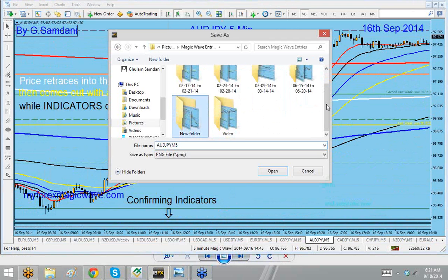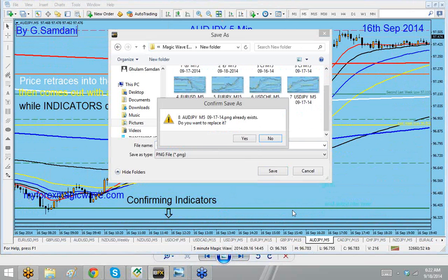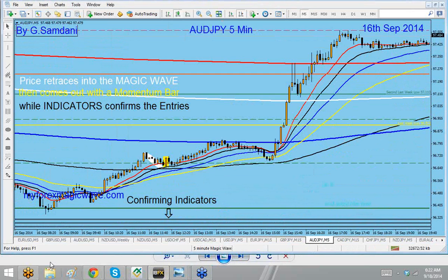New folder, and these are the ones. Aussie yen is here, so why is it not showing up? Okay, forget it. Anyway, you saw it.